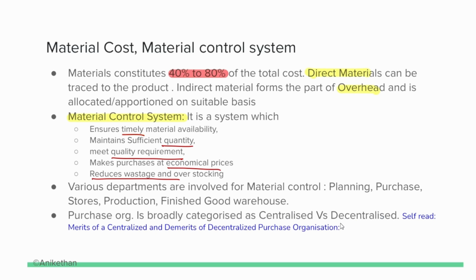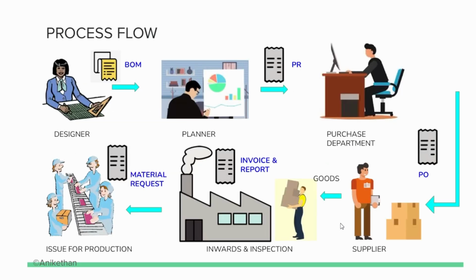So material control system is a system which controls the entire life cycle of the material from supplier to finished goods. The various departments are involved within. You have planning, purchase, stores, production, finished goods warehouse. You should have an understanding of this process flow. If you are a working professional in a factory environment, you already know. But if you are a student and you do not have exposure to how organizations work, you should understand this.